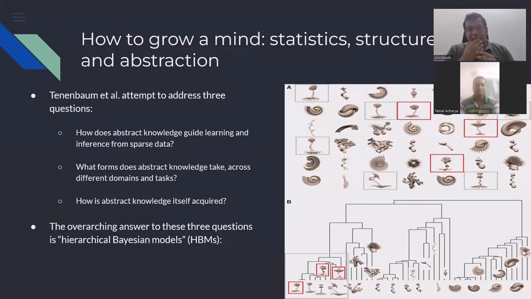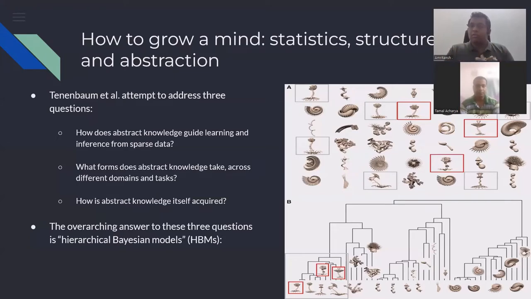So Tenenbaum tries to address three different questions, and we recommend everyone go through this paper. How does abstract knowledge guide learning and inference from sparse data? This is very important because the data that you get from the real world is extremely sparse. It's almost never going to be very rich. When we say rich, we do not mean that we cannot gather high or multidimensional data. It's just that there is so much missing information with any data that comes. But the good news is our brain fulfills that information.